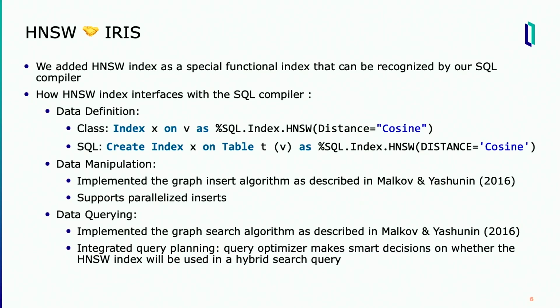One thing I really want to highlight is that if you have a hybrid search query, which means you want to do a nearest neighbor search with some additional conditions, the SQL compiler can make smart decisions on whether or not we should use this index. I'm going to give an example about this later.